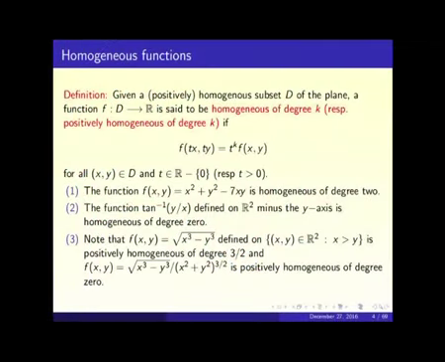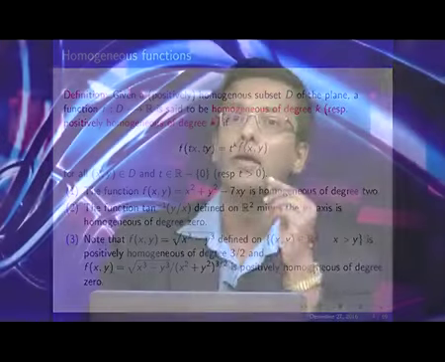Now, let us come to the main point of this chapter, homogeneous functions and homogeneous differential equations. So, when is a function said to be homogeneous? First of all, the domain should be a homogeneous domain. That is, whenever (x, y) is in the domain of the function, (tx, ty) must also be in the domain of the function. Otherwise, the definition would not make sense. That is exactly why we defined homogeneous domains before defining homogeneous functions.